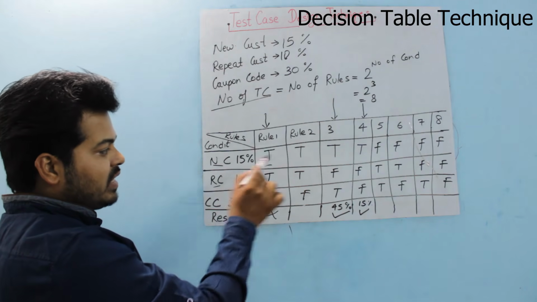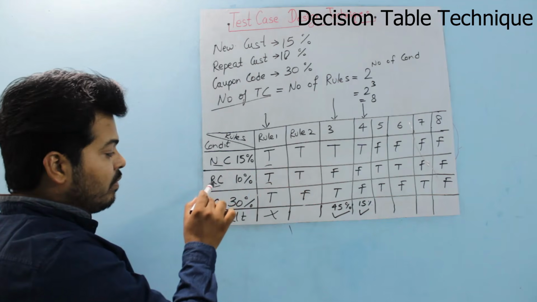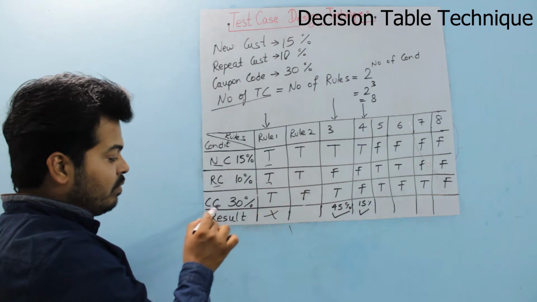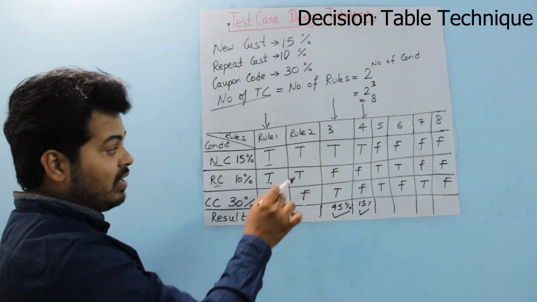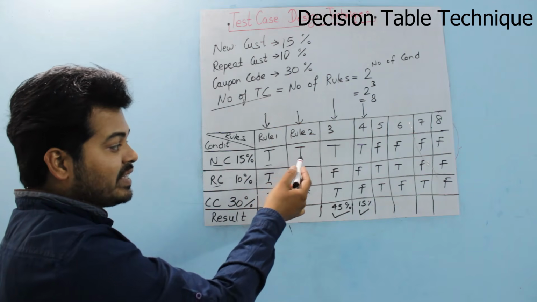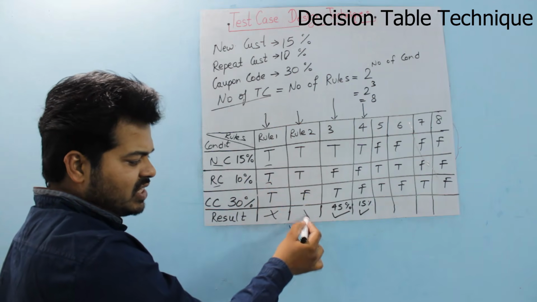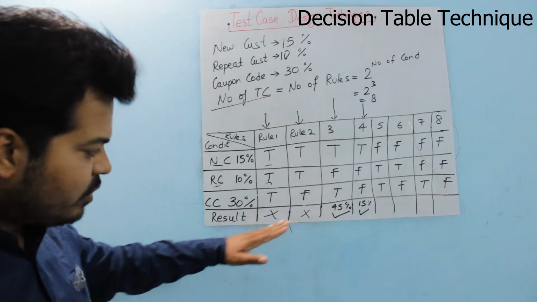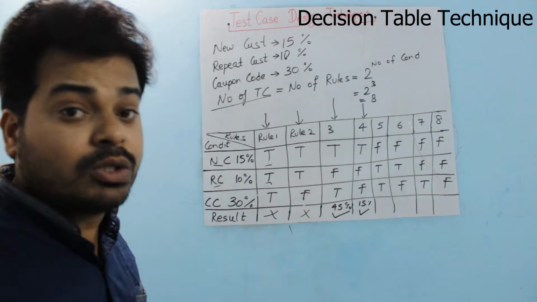My new customer is true. My old customer is also true. The coupon code, the customer is not having. So I can't have a test case in which my customer is new and old also. This is also an invalid test case. So you have to include this invalid test case also.